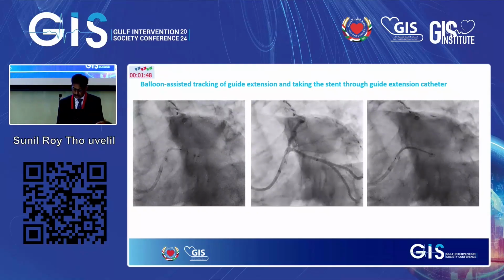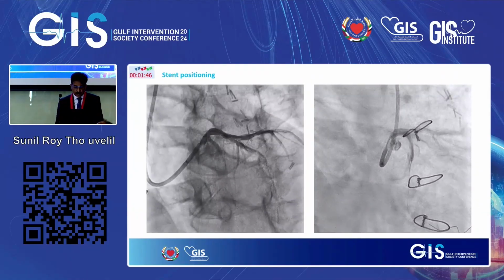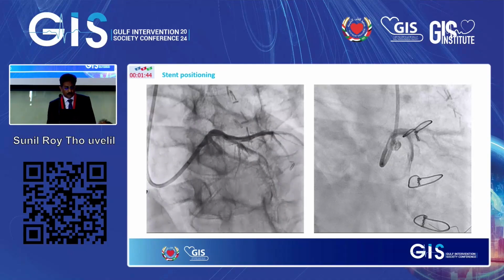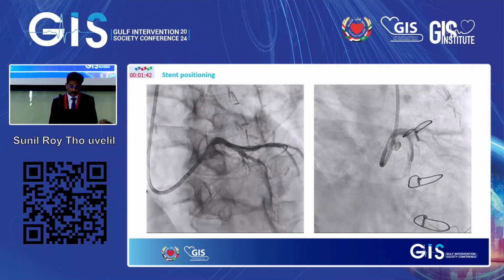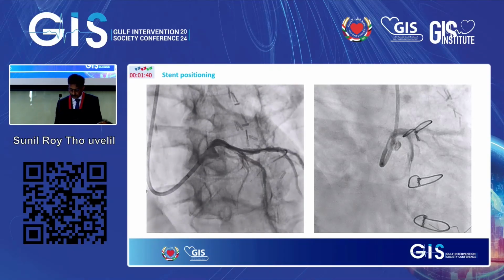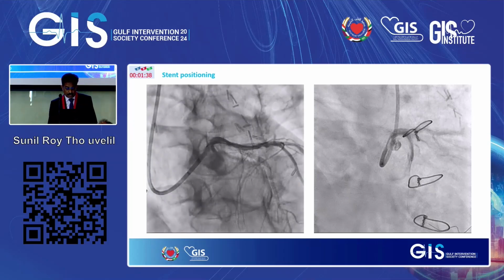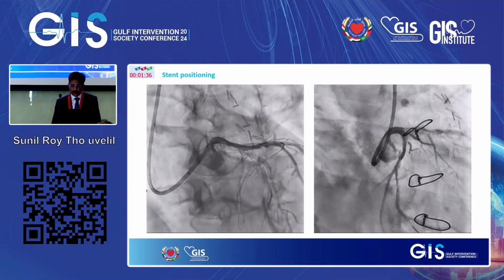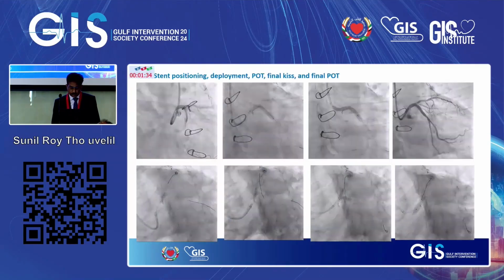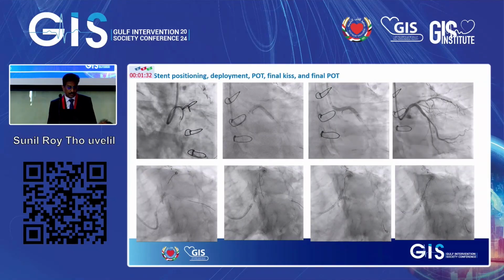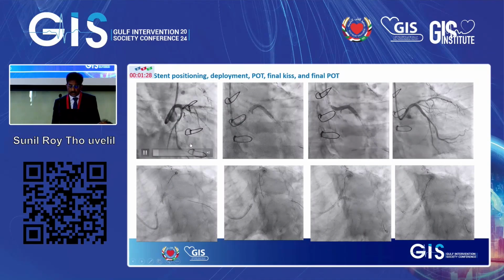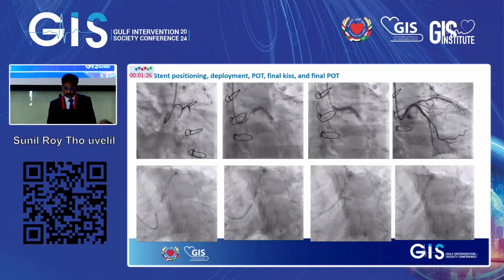Initially it was a Science Alpine. And then we positioned the stent at the ostium of the left main. We have to be very careful that we should not miss the ostium in this case, because there was a hanging stent in the ostium of the left main. And finally we deployed the stent in the left main to LCX, and then flared the ostium of the stent.